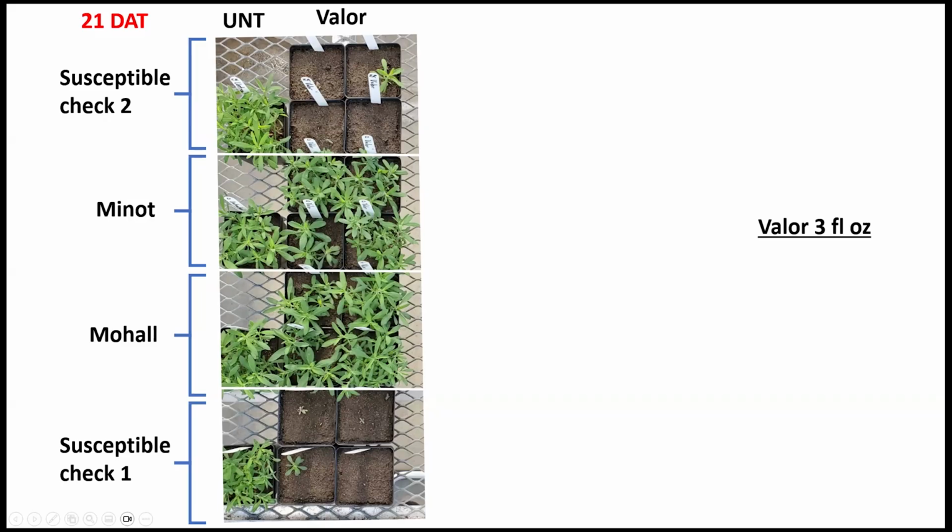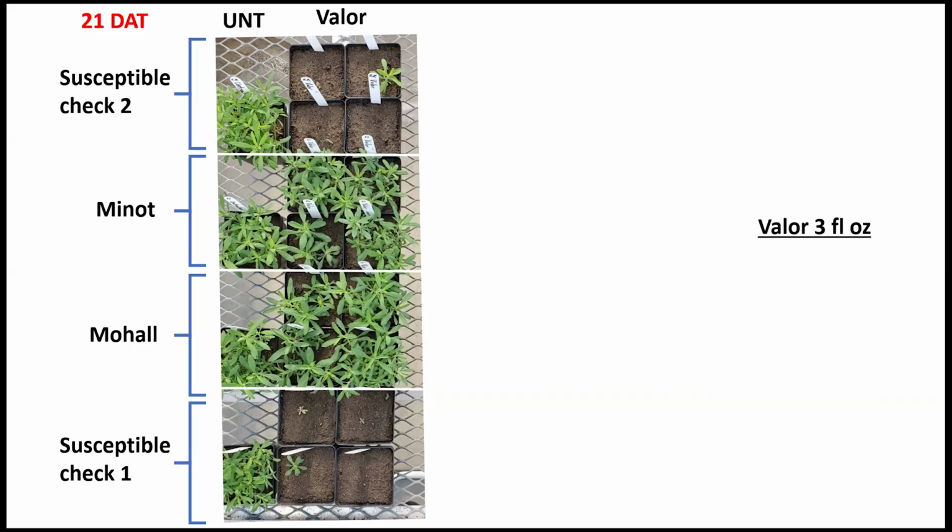Now the next 4 pots were treated with Valor at 3 fluid ounces per acre. Pretty stiff Valor rate. We see the susceptible check at the top. There's one kochia plant. It's probably not resistant. It blew through it, but for the most part, there's no kochia. We move down into Minot, Mohall. It looks no different than the non-treated, right? There's a lot of kochia that's emerging. We go back down to the other susceptible check again, not really anything there. So it's a real problem. 3 fluid ounces of Valor. We're not spraying our way out of it with just one herbicide.